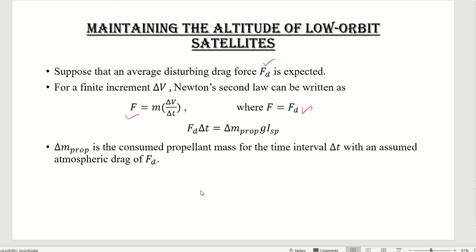Now we can take this delta t to the other side. So Fd into delta t is equal to delta m propellant into g into Isp. There is some relation between specific impulse and delta v, which we have already seen. This delta m propellant is the consumed propellant mass for the time interval delta t with an assumed atmospheric drag of Fd. It is the weight of the propellant used for the impulse delta v for maintaining the altitude.